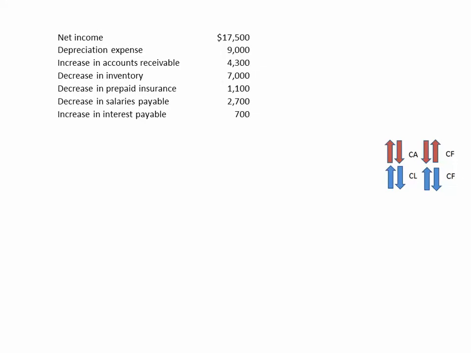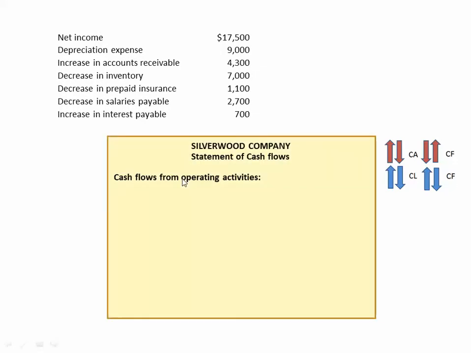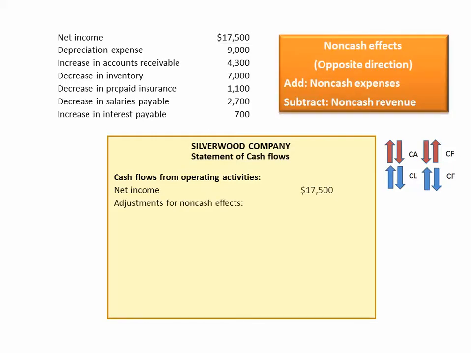Here's my little handy dandy chart over here. So let's go through this. The first thing we do in the statement of cash flow is name it. Silverwood Company, statement of cash flows. You'd most likely have a date here. In this example, didn't have one. So cash flow from operating activities, we start with net income, right? Because we're going to go with net income. We're going to reconcile back to cash accounting. So 17.5. Adjustments for non-cash accounts.